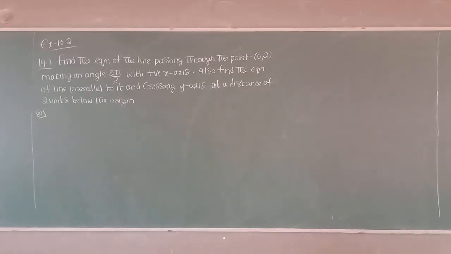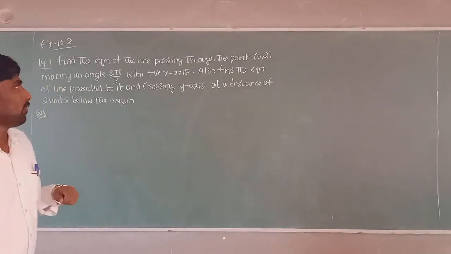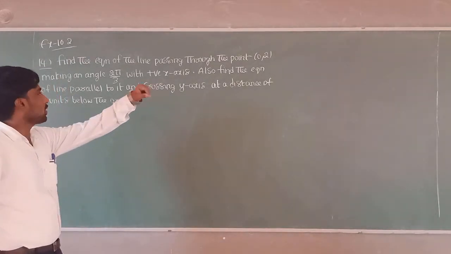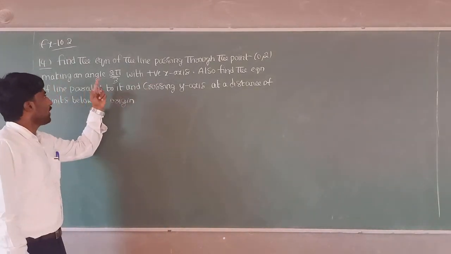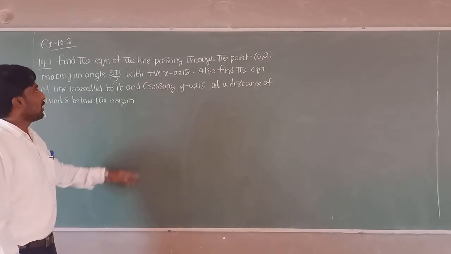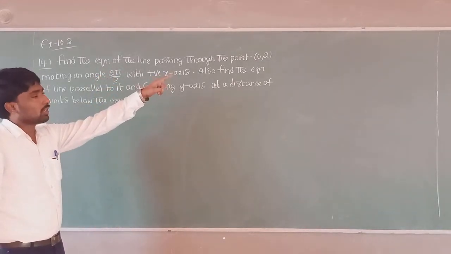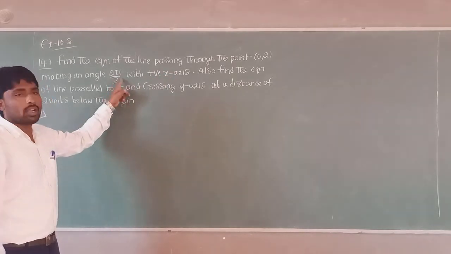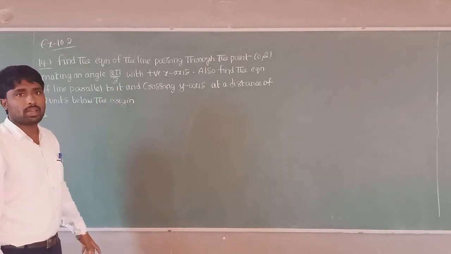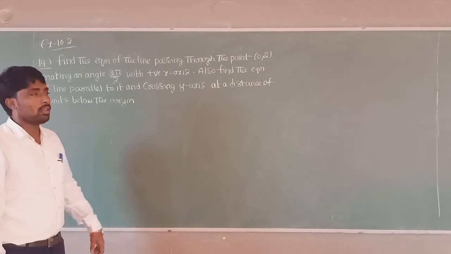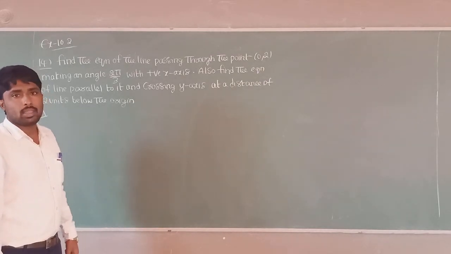Now students, problem number 14. Find the equation of a line passing through the point and making an angle 2π/3. So this line I can find easily. They gave x naught, y naught, and here they gave the inclination, so m equals tan theta. So I can find the slope of the line, and then I can easily find the equation of the line.